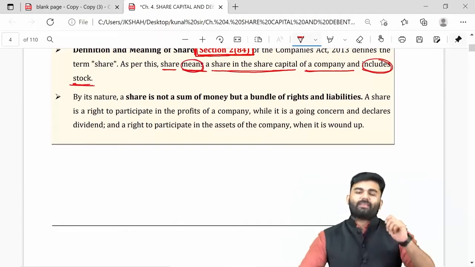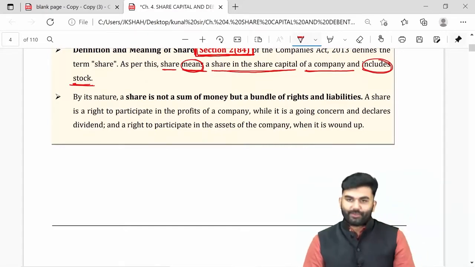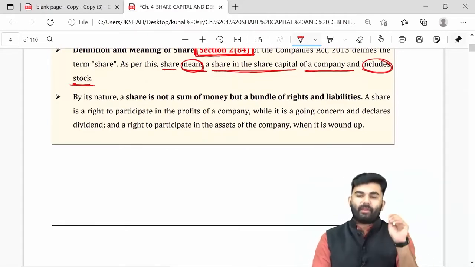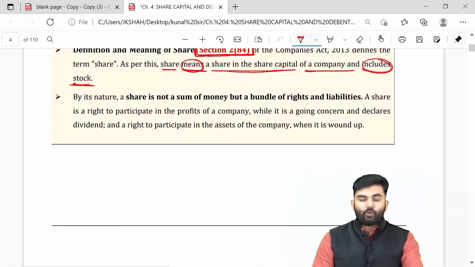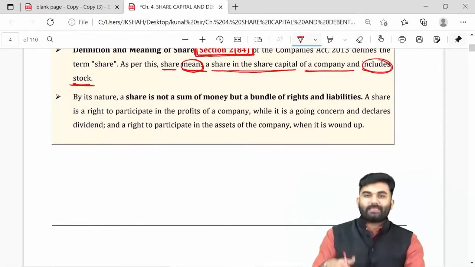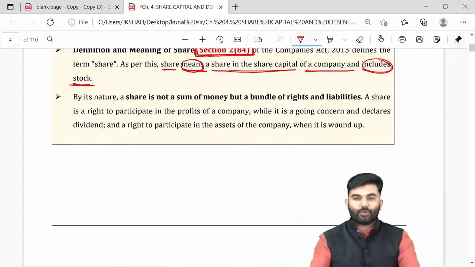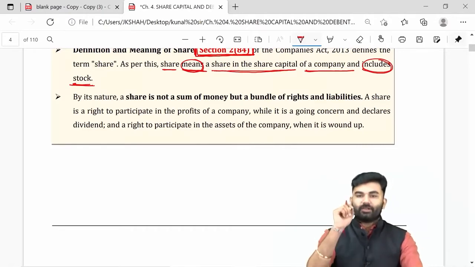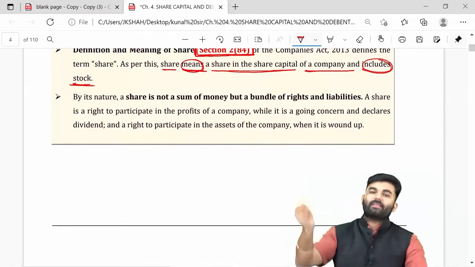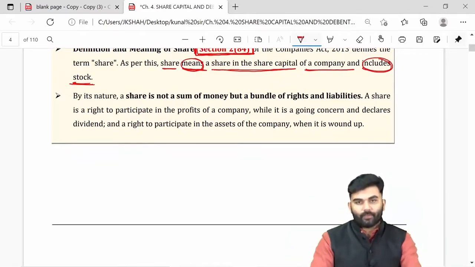For the sake of example, if I tell you that I'm having 500 shares of Reliance, it means I have got some part inside the share capital of a company called Reliance Industries Limited. So what is a share? A share is a share inside the share capital of a company.